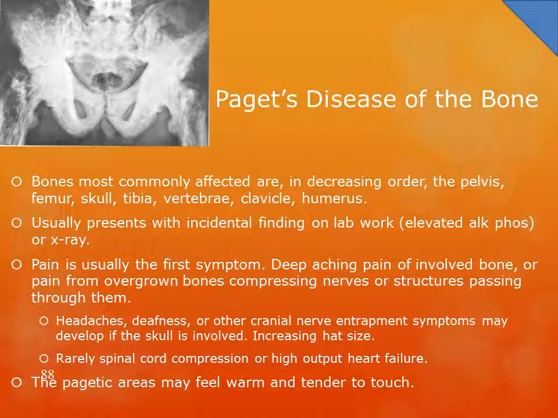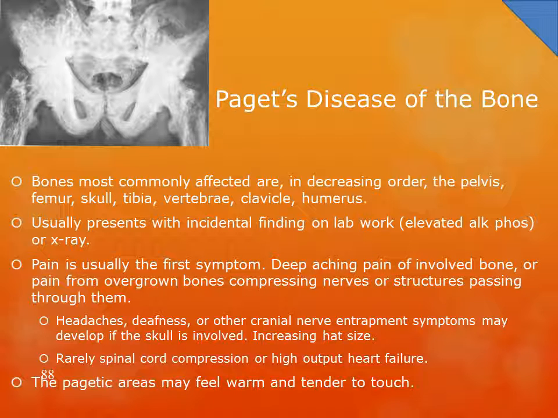The bones that are most commonly affected, in decreasing order: first, the pelvis, which is why I put that picture of the pelvis up there. Then femur, skull, and you saw in that first picture, the gentleman, his skull was clearly affected. And you might have also noticed, if you're an eagle eye, that he had a hearing aid in.